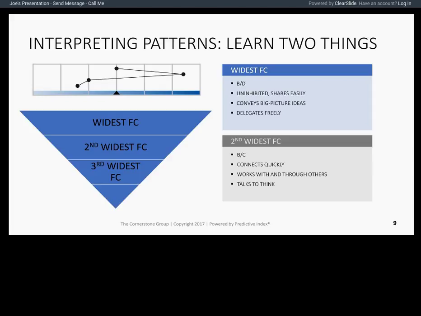So from a best practices standpoint, this is a really good way to prepare yourself to interpret a pattern, to set it up for you, to start to think about what do I need to know about working with this person, and then also what do I need to share with others when it comes to working with this person.